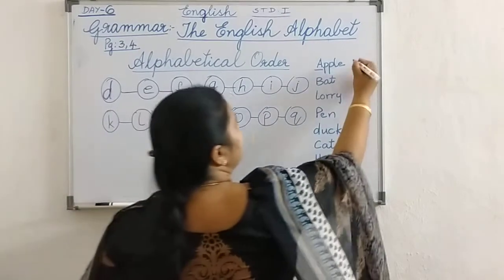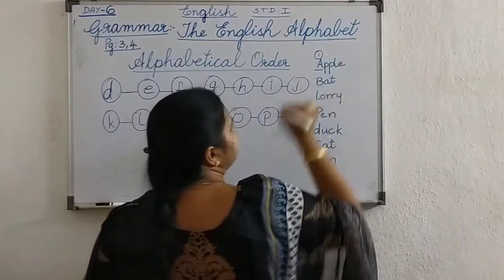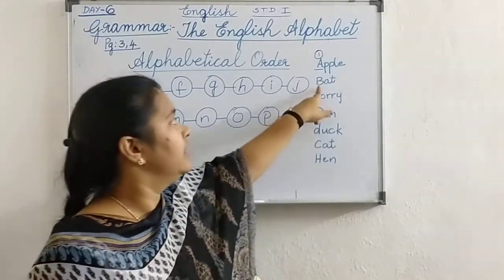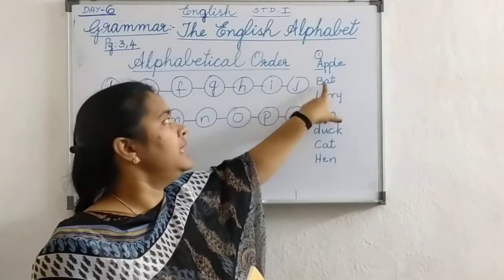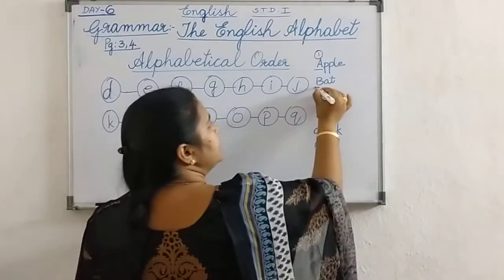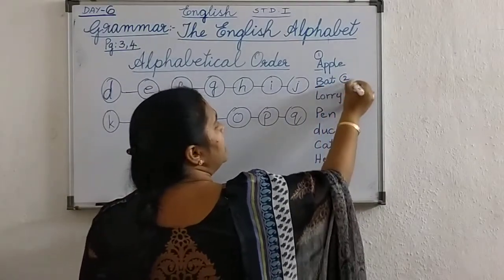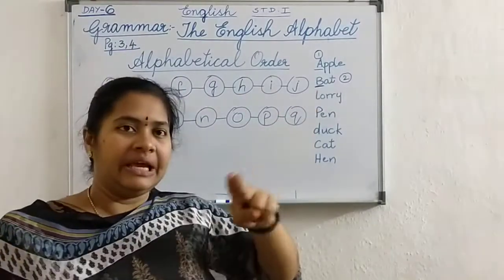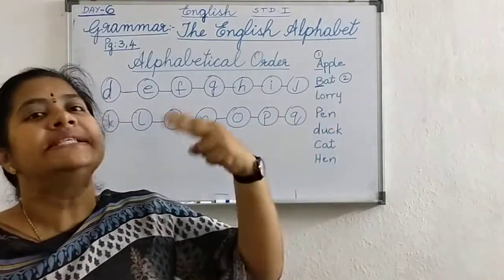So for apple, I will give number 1. A after what letter comes? B. B-A-T, bat. So B is the first letter here. So I am giving this spelling number 2. Okay. Now B after A, B, B after C.